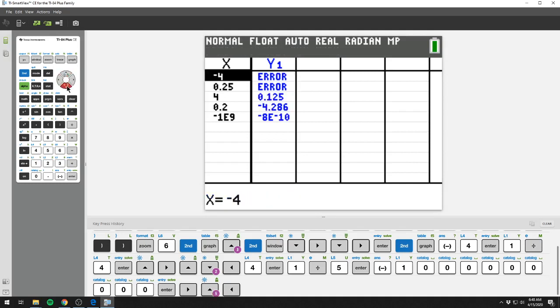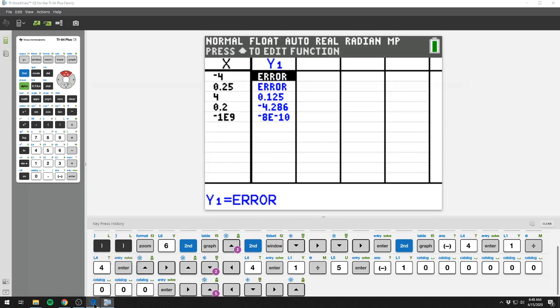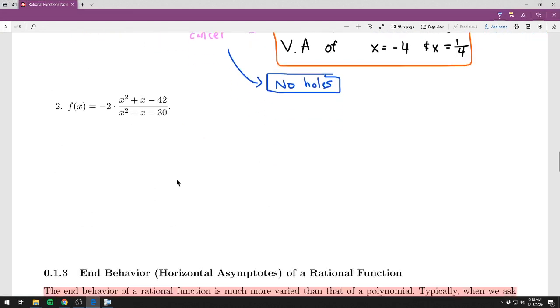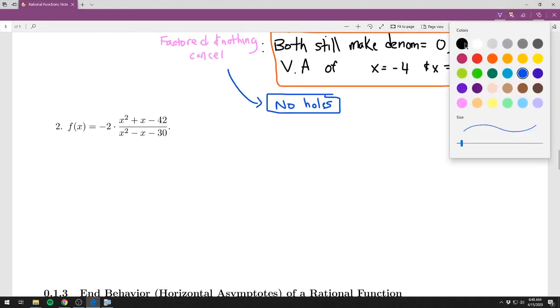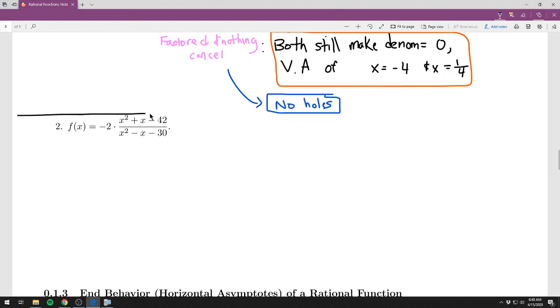If you type in the x values that are not in your domain, you should get errors. If you get errors, you still can't tell which is which. These both happen to be a vertical asymptote. But the next one, we will have an example of a hole. I can show you what happens with the graph of that.